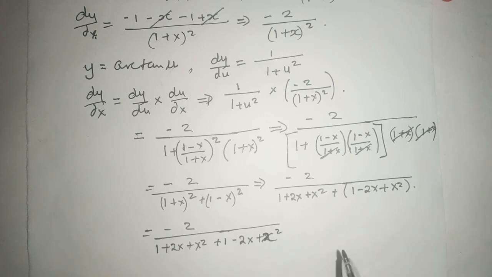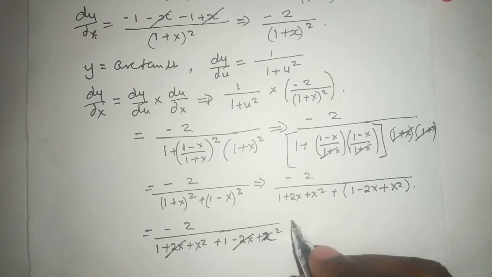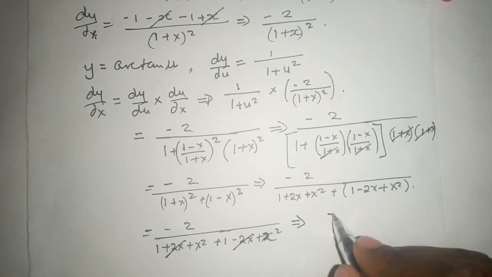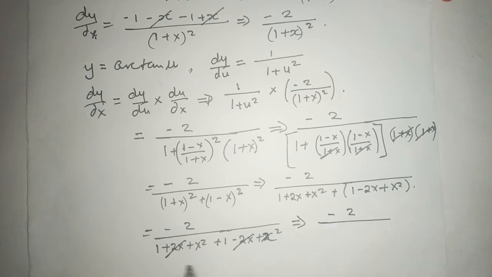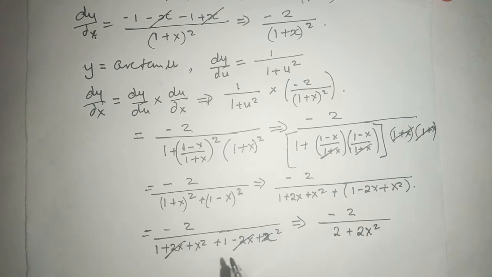Plus 2x and minus 2x cancel out, and finally we're going to have minus 2 all over 1 plus 1, which is 2, plus 2x squared, so minus 2 over (2 plus 2x squared). And at this point, we can say that we have got the differential.